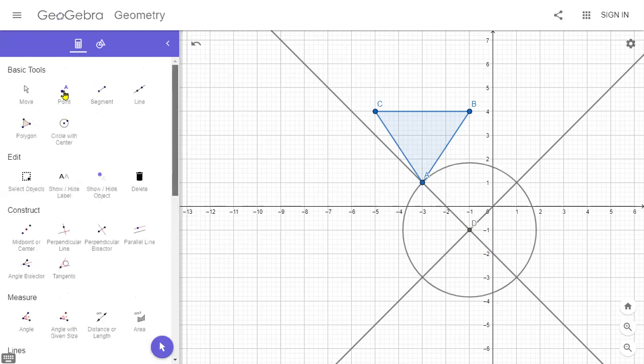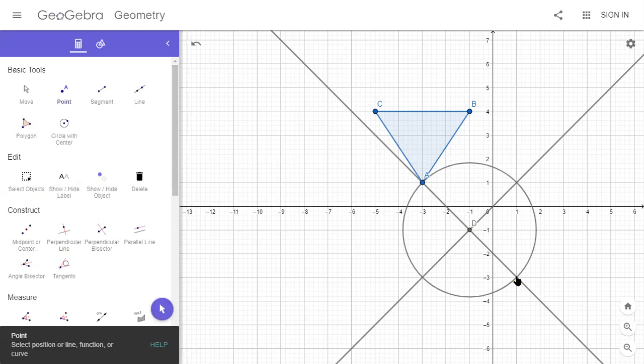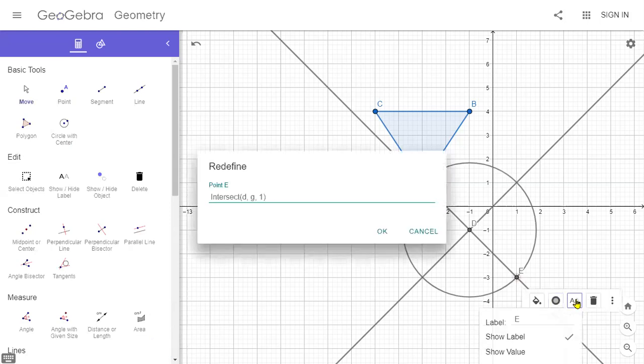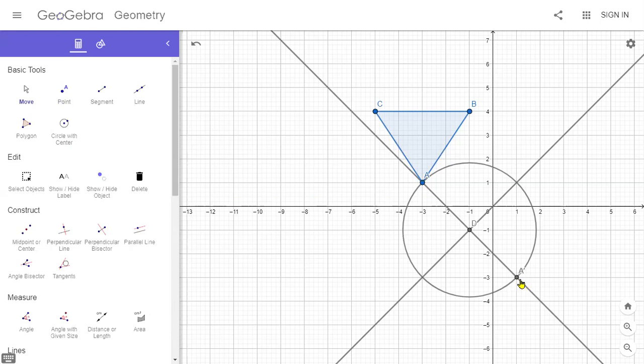Let me mark the point of the intersection of this circle and this line. Let's say this is the point. It is the image of this point A, so let's call it A dash, A prime. Here this is A prime. It is the image of this vertex A.